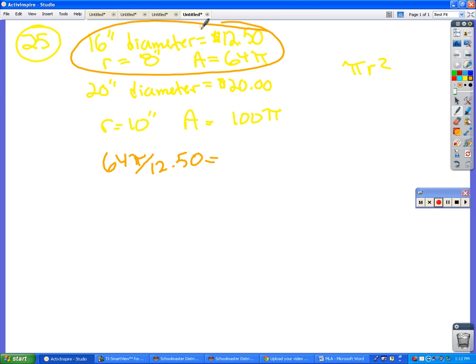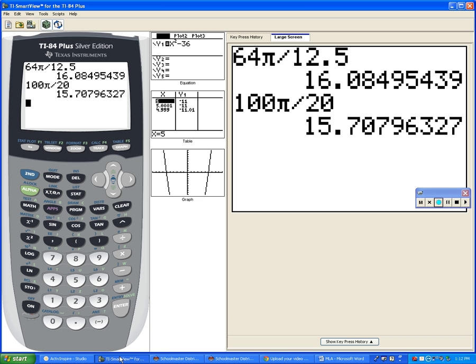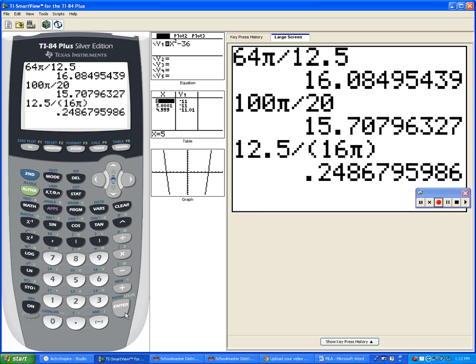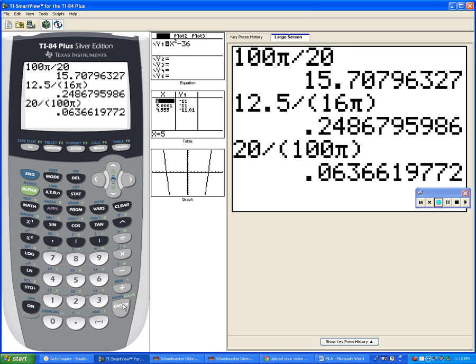You could also have answered this problem correctly if you had done it the other way around. If you had taken the price of the pizza divided by the area, and then the price of the other pizza divided by its area, you would end up reaching the same conclusion in a different way. And I clearly did something wrong there. Oh, it wasn't 16 pi, was it? It was 64 pi.